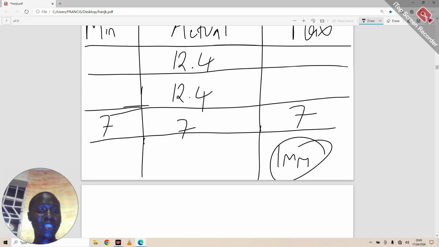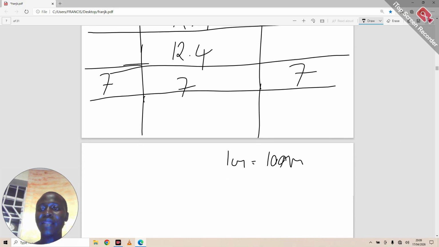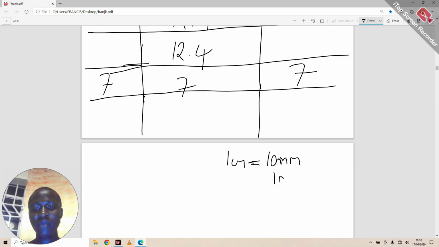But for you, the person who maybe doesn't understand and doesn't have that way, let's convert 1 millimeter to centimeter. We know very well that 1 centimeter equals 10 millimeter. What about 1 millimeter? So that is 1 times 1 divided by 10, giving us 0.1 centimeter.